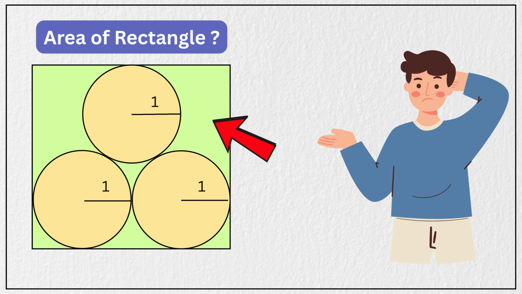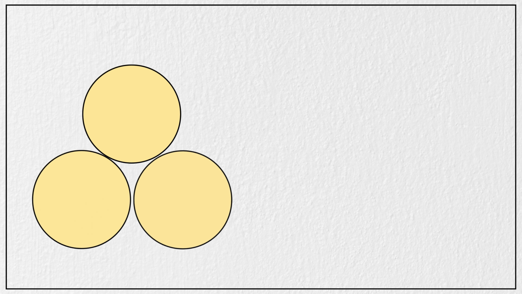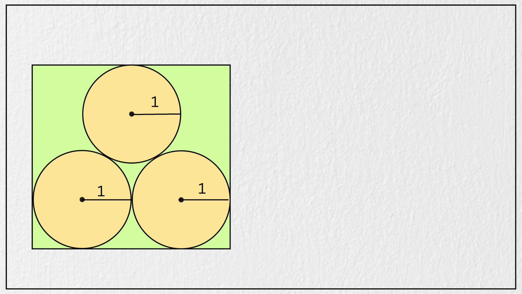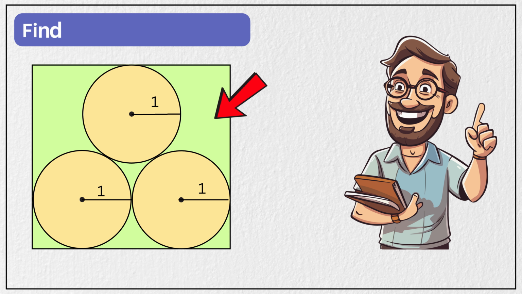Can you solve this tricky geometry question asked in SAT exam? We are given 3 identical circles, each with a radius of 1 unit, all touching each other like this. There is also a rectangle that touches all 3 circles externally just like this, and our goal is to find the area of this rectangle.